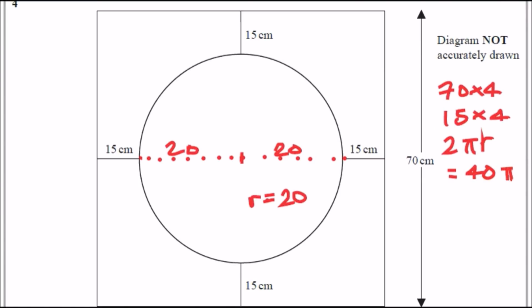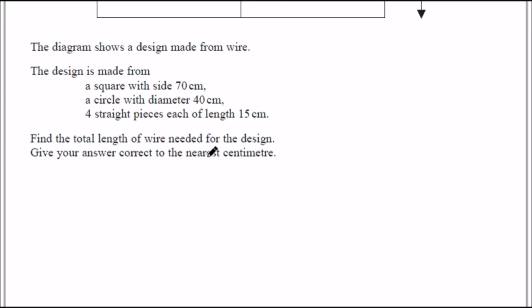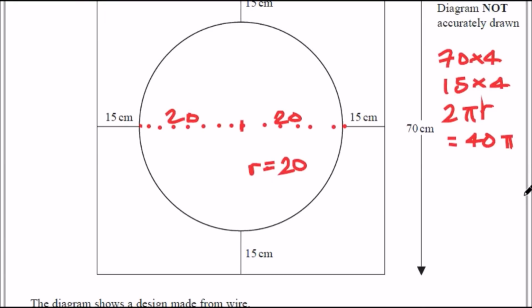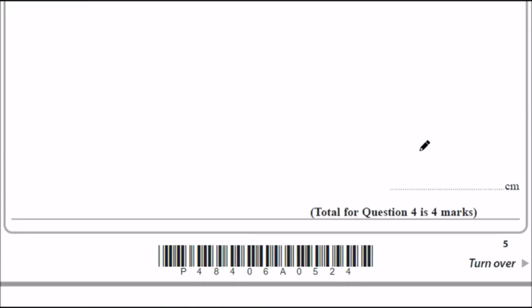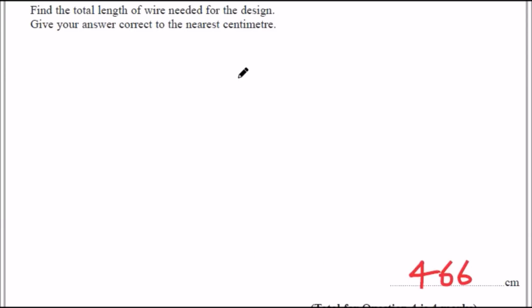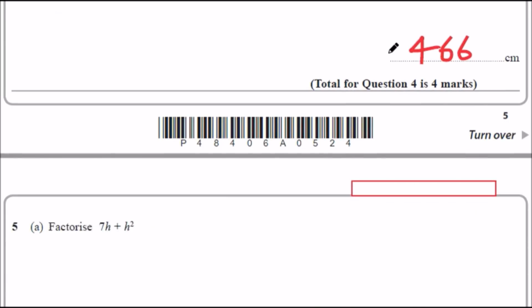Yeah, and that's it. Now we just total these up, right? We do it to the nearest centimeter. So in your calculator, pretty much just smash this out. So we got 70 times 4 plus 15 times 4 plus 40 pi. And if you do that in the calculator, if you round to the nearest centimeter, you should get 466. So let me write down here. So our answer should be 466. Not bad. Quite easy actually.